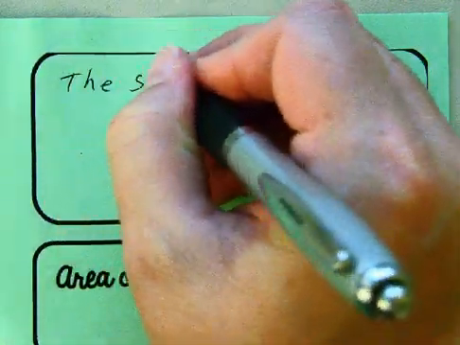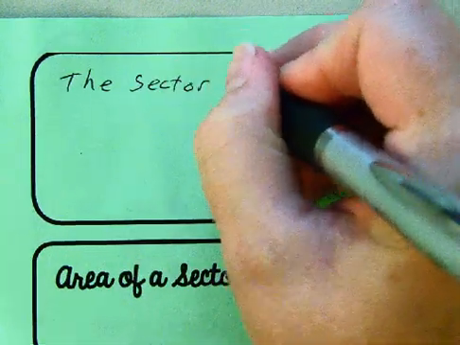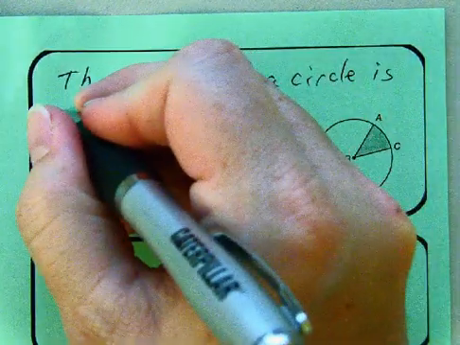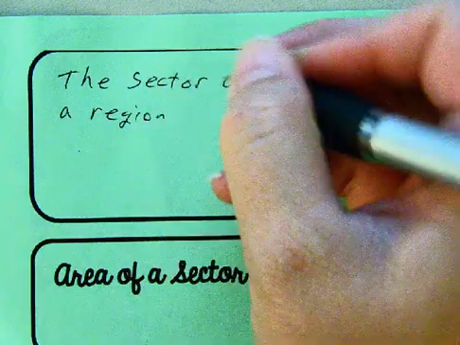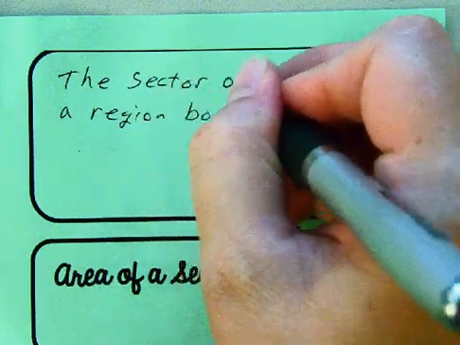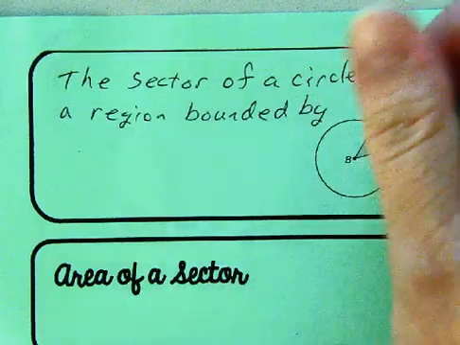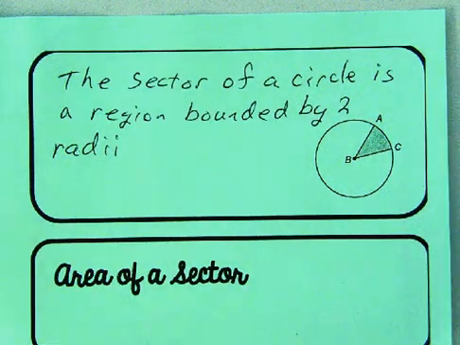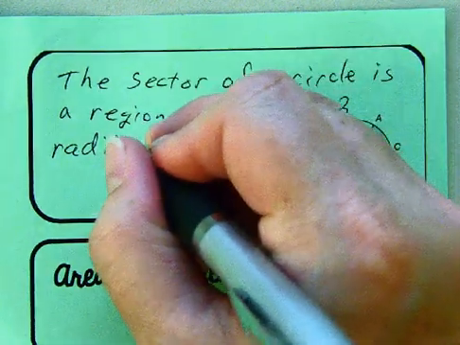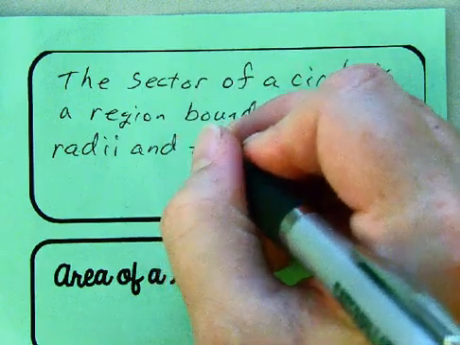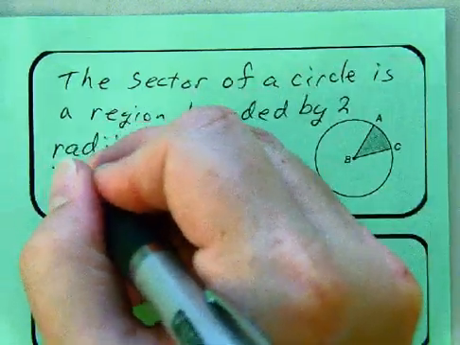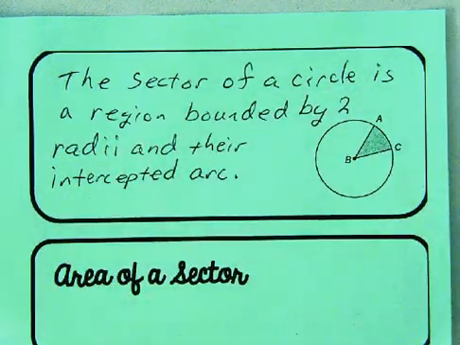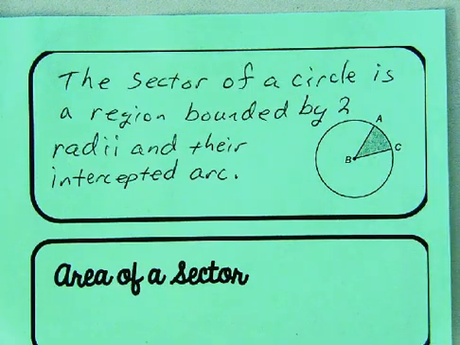The sector of a circle is a region bounded by 2 radii. Radii is the plural of radius, and their intercepted arc. Okay, so it's this shaded piece. It's that slice. It's like a slice of pizza.